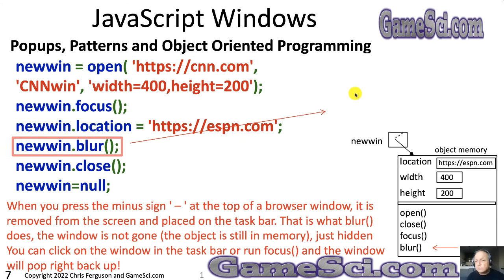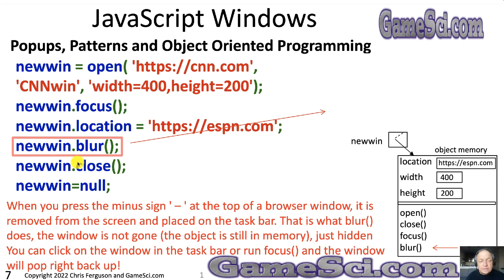newWin.blur(). Notice the window disappeared. When you press the minus sign at the top of a browser window, it is removed from the screen and placed on the taskbar. That is what the blur command does. The window is not gone. The object is still in memory. It's just hidden. You could click on the window in the taskbar or run the focus routine and the window would pop right back up.